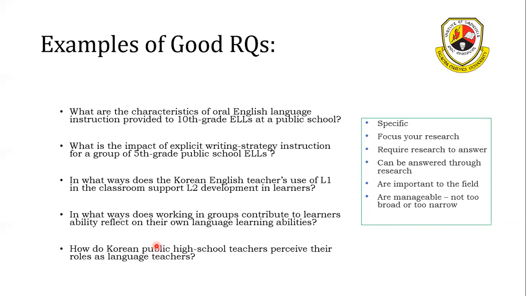So here are just some examples of good research questions. Here is one: what are the characteristics of oral English language instruction provided for 10th grade, and so on. Here one knows that you're looking for characteristics for teaching oral English language. One can clearly see that. And you know that as you do your research, you're actually going to get those characteristics and report them back. What is the impact of explicit writing?